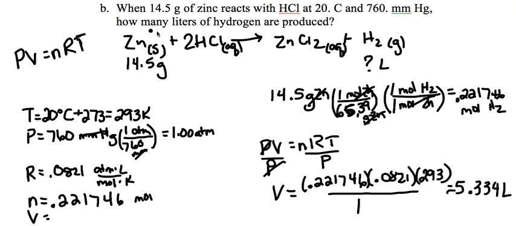Then I go back to my problem, and I have 3 sig figs for my mass. I only have 2 for this temperature, but when I add 273, I get 3. And then I have 3 for my pressure, so my answer can have 5.33 liters H2. Put a box around that answer, and you're good to go.